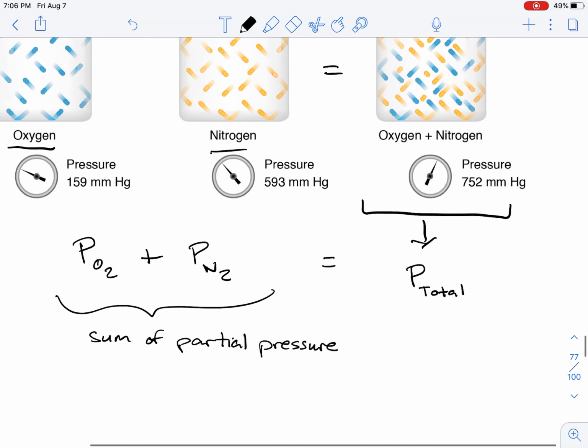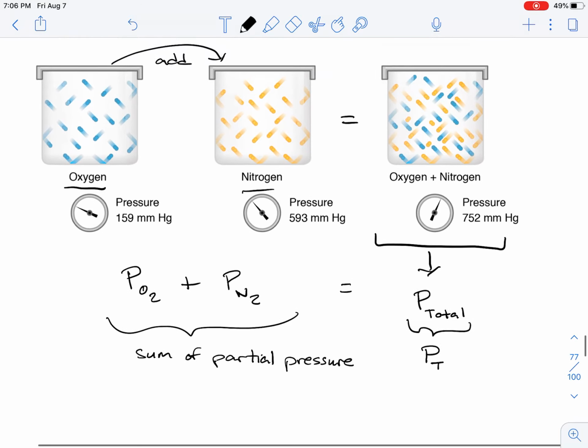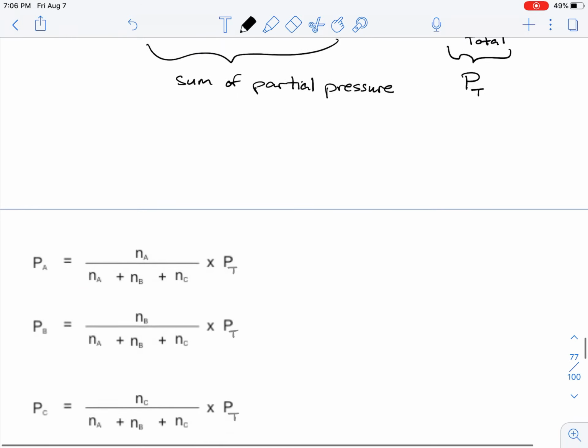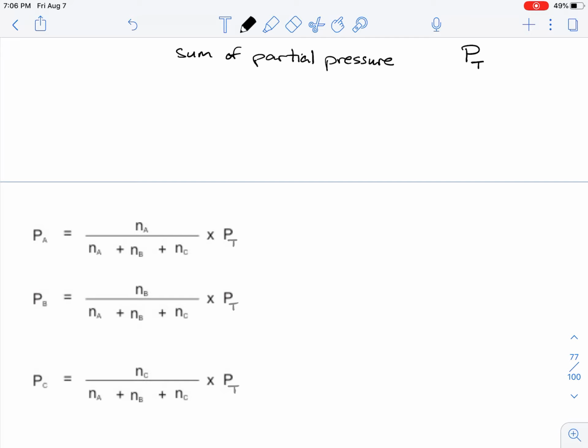Okay. And so P total can be represented as P with a subscript T. And if you recall from the first semester of general chemistry, you can figure out the partial pressure. So all of this is going to be representing the partial pressure.